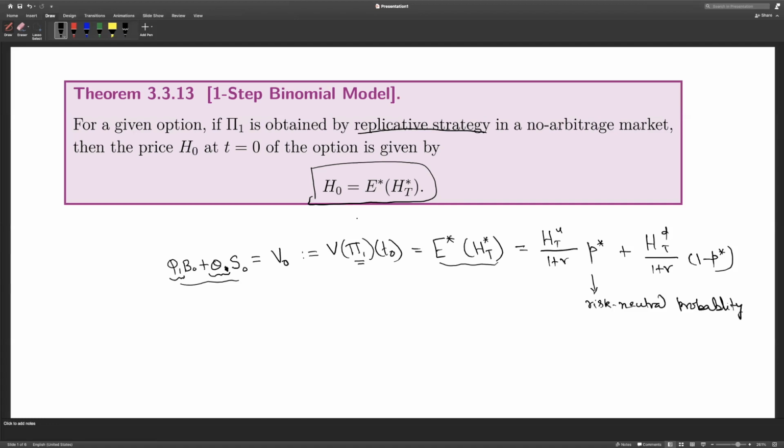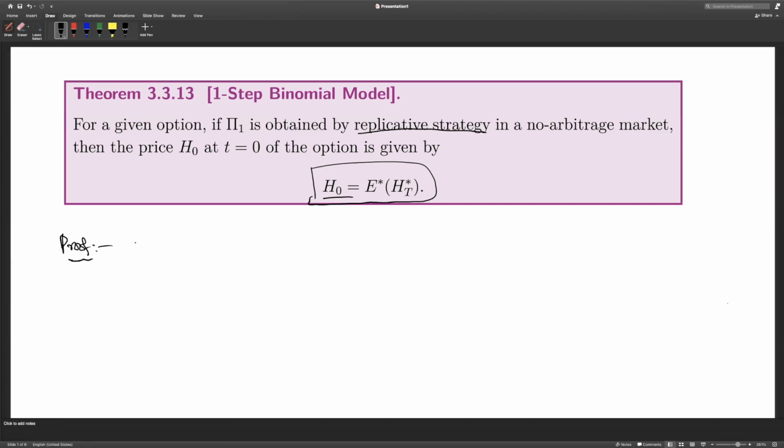Now we will prove that we can in fact take the option price to be equal to the initial investment into the replicative strategy. How will we prove this? First, assume that H naught is greater than phi 1 B naught plus theta 1 S naught. Remember, this is equal to E star Ht star. Just for notational convenience and for a clear argument, we are taking the basic definition of V naught. Otherwise, keep in mind that H naught equal to V naught, which is equal to phi 1 B naught plus theta 1 S naught, is what exactly we have to prove, but we have rewritten it like this.